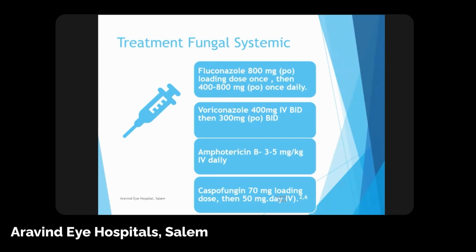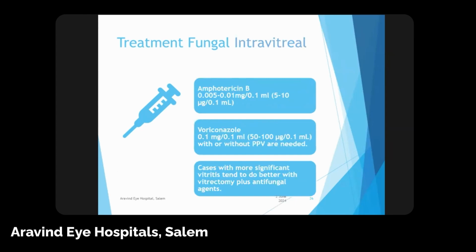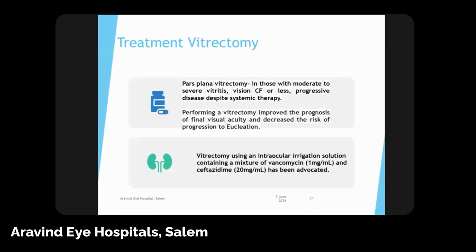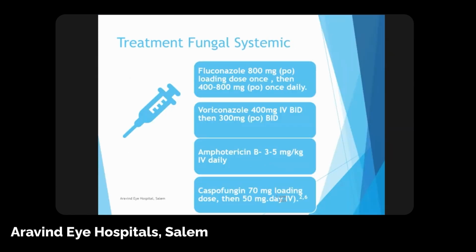Resistant or not responding to fluconazole, then you move to voriconazole. The doses described here. And not responding to both these drugs, then you try amphotericin. So intravitreal doses of amphotericin B and voriconazole are given here. And I think I forgot to mention in the previous slide, azoles are less toxic and produce higher levels in the vitreous, voriconazole and fluconazole.